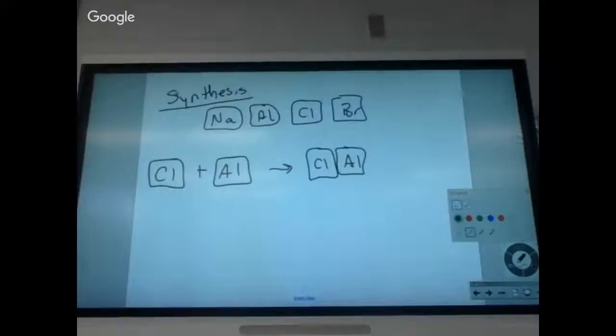What if for single displacement? Thank you. I could have used one of these. I did capital and this one capital. I see what I did wrong now, y'all. Because this is a capital and a lowercase.